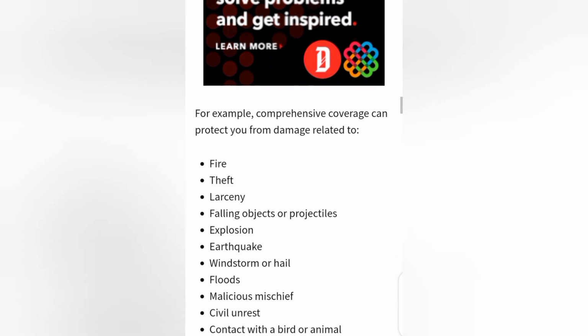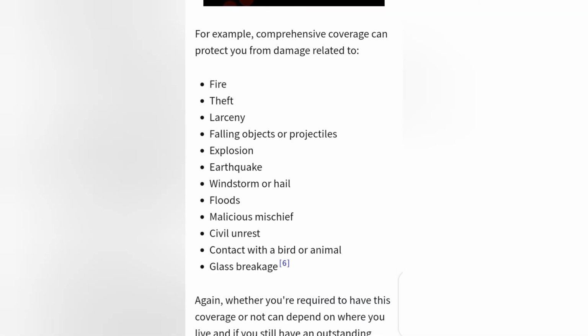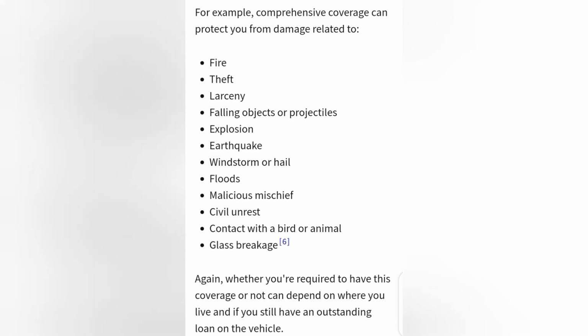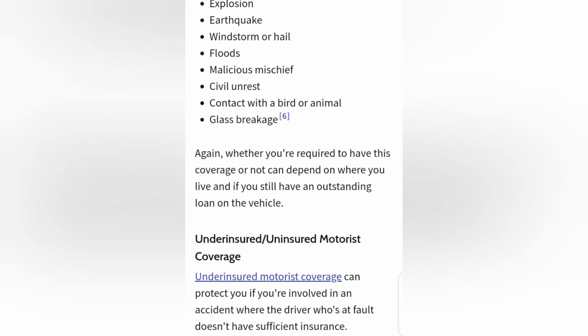For example, comprehensive coverage can protect you from damage related to fire, theft, larceny, falling objects or projectiles, explosion, earthquake, windstorm or hail, floods, malicious mischief, civil unrest, contact with a bird or animal, glass breakage. Again, whether you are required to have this coverage or not can depend on where you live and if you still have an outstanding loan on the vehicle.